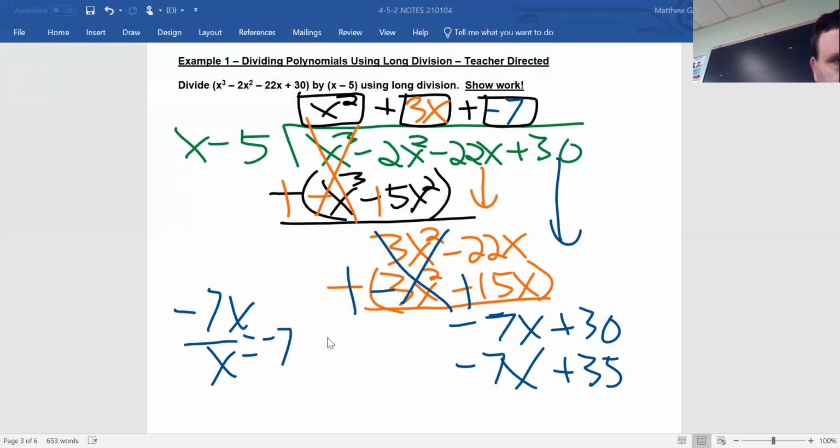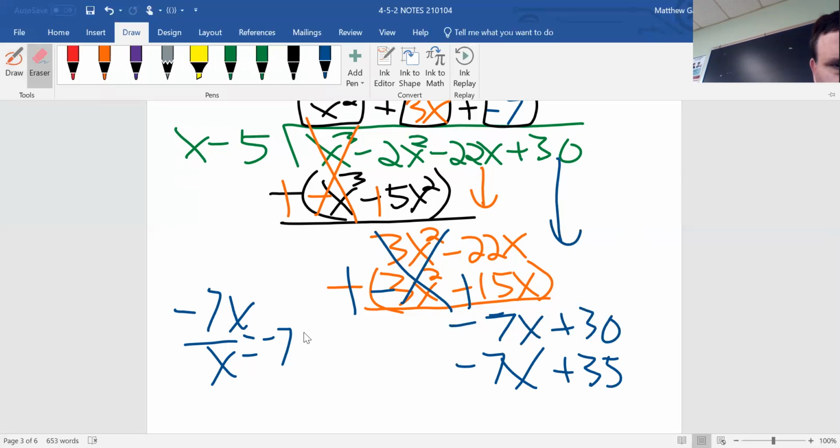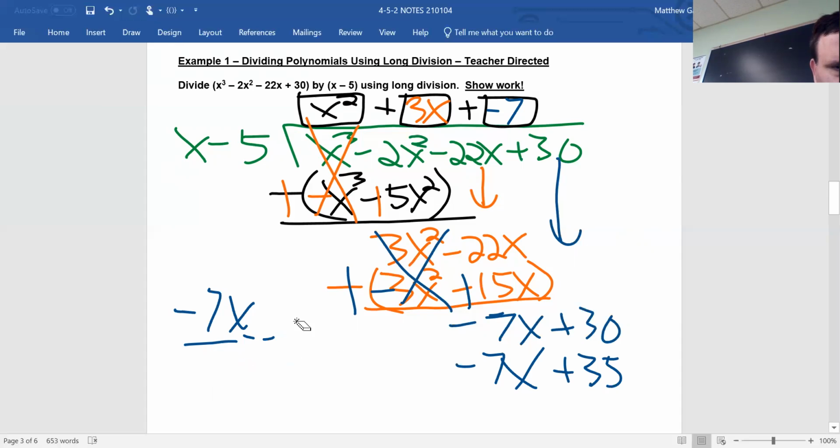So let's just show you what happens. Not a big deal. This is just the introduction to the concept of a remainder. Okay? When you divide two numbers, you don't always have the dividend be a multiple of the divisor. Same thing with algebra.